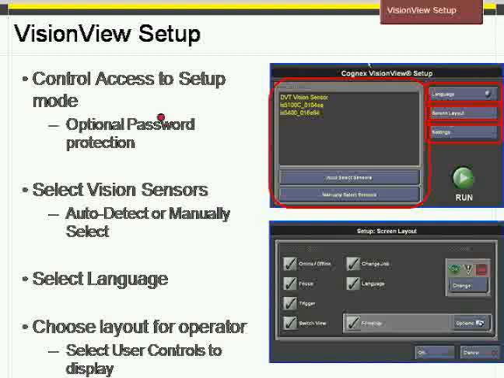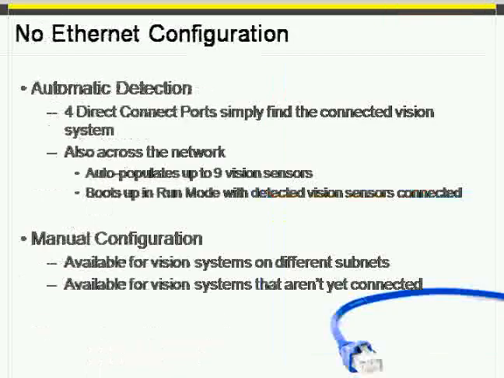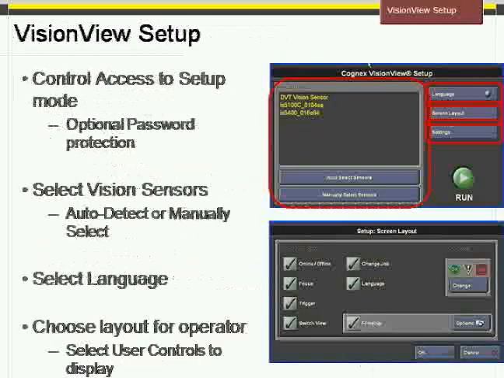We can control access. We can make passwords created for it. We can also go through and detect sensors to see which ones will show up in your view window here to be able to add or take away from the vision view, and select a language. One more screen here. And choosing the layout for the operator, you can go through here through the options and choose which buttons will be available to the user when you are in run mode.